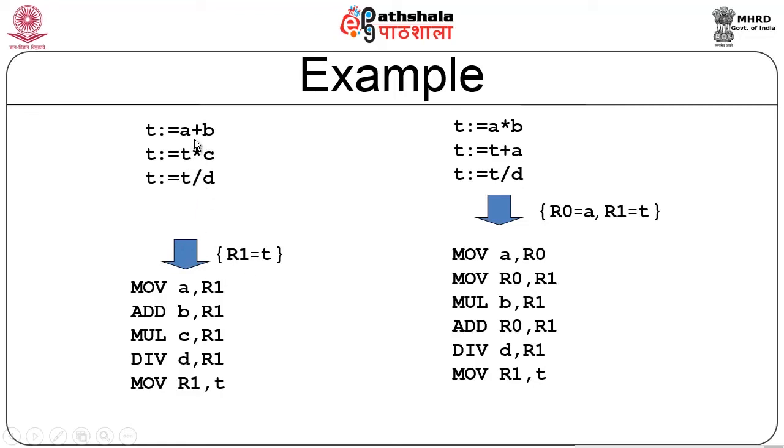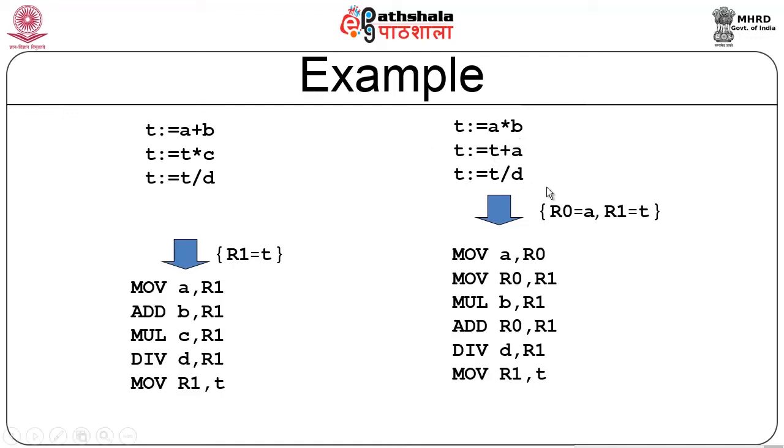So what have I done here? Move A comma R1 and add B comma R1, the result is now in T. So I need not store back and forth this variable T. I can simply say multiply C comma R1 and then divide D comma R1, and the result is put back into T from R1. That is what I have done here. Similarly, here the variable T is used twice and variable A is used twice. When you have a variable as part of the RHS, you call the variable as being used. And when you are defining some variable on the LHS, the variable is said to be getting defined here.